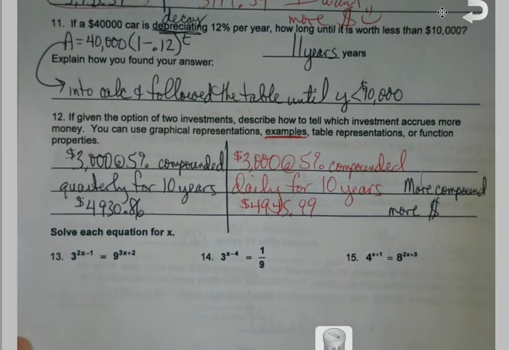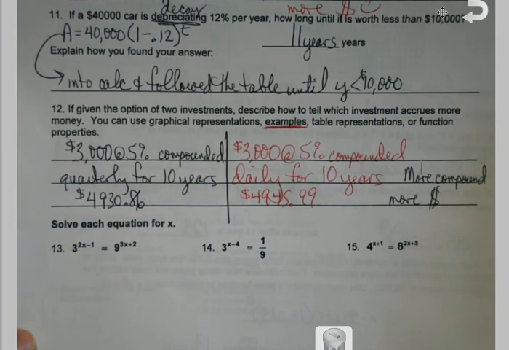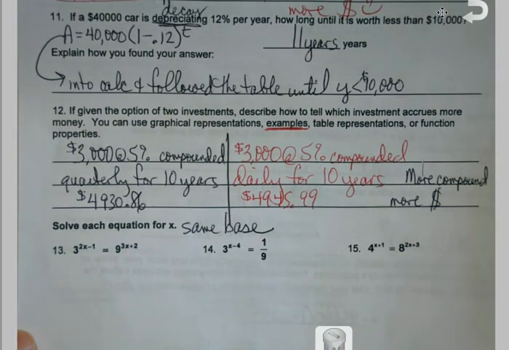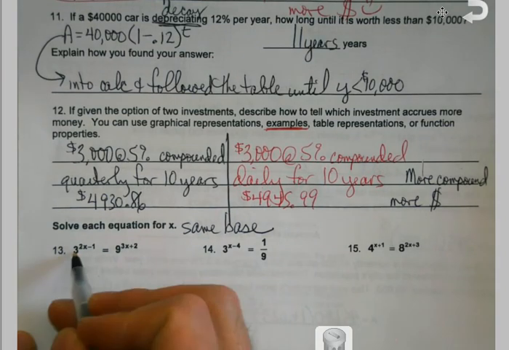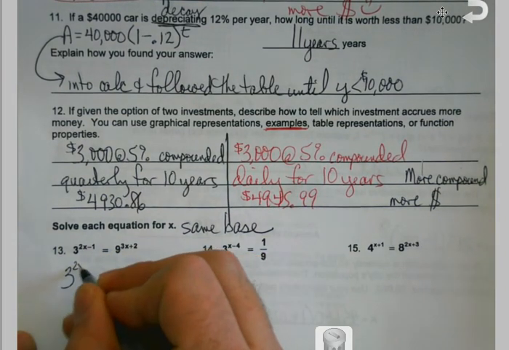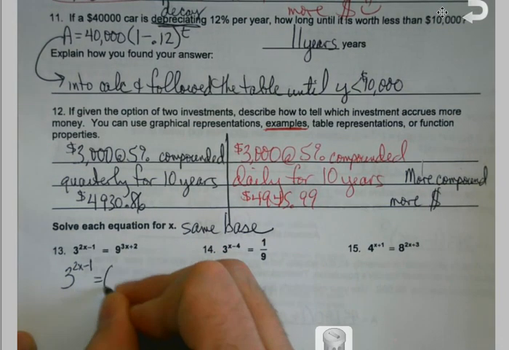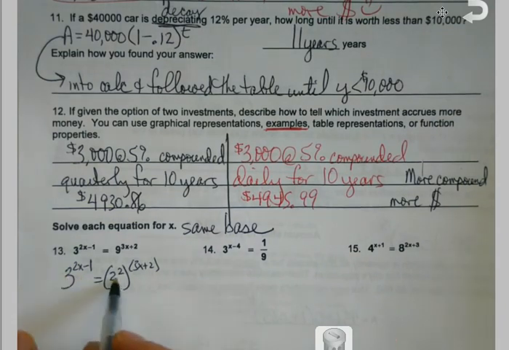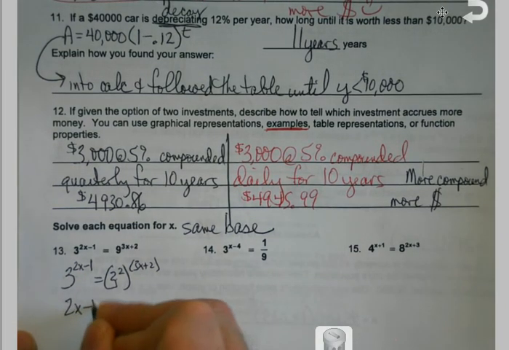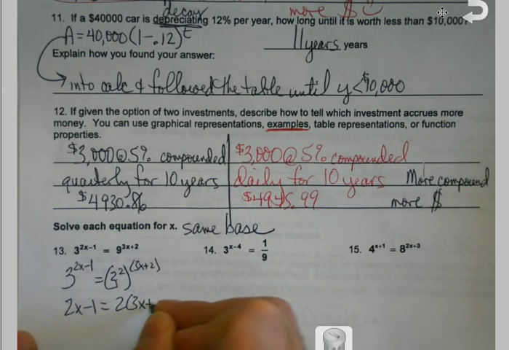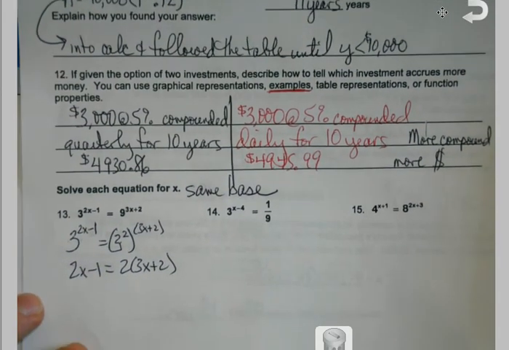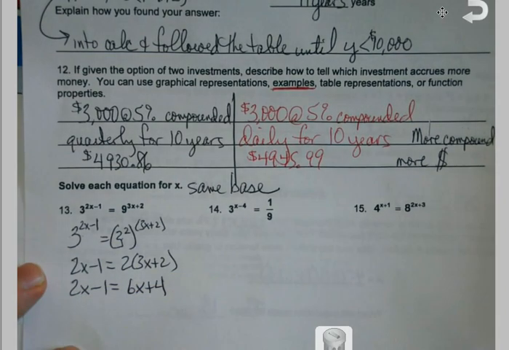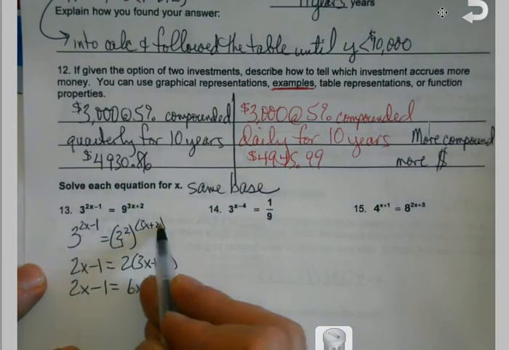And then finally, a little of the stuff from yesterday. Again, make sure you've got the same base before you start. Okay, this guy is 3. I can turn that into 3. How am I going to turn 9 into a base of 3? 3 squared. Once I have the bases the same, I basically ignore the bases and just work with the exponents. And solve it like I would any algebra equation from Algebra 1. But again, make sure that whatever that exponent is, you're distributing it through.